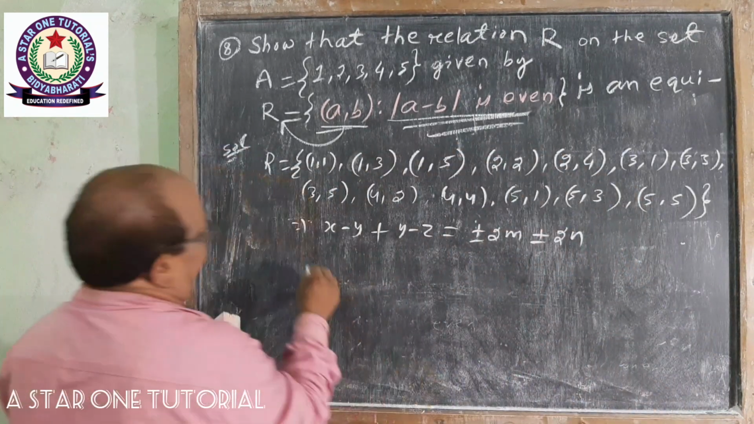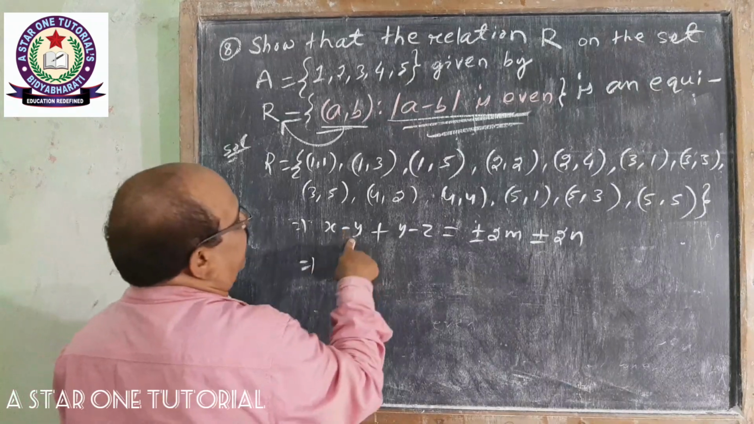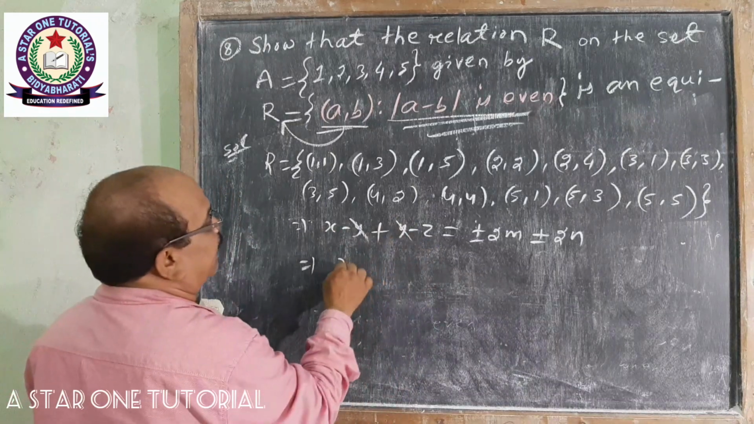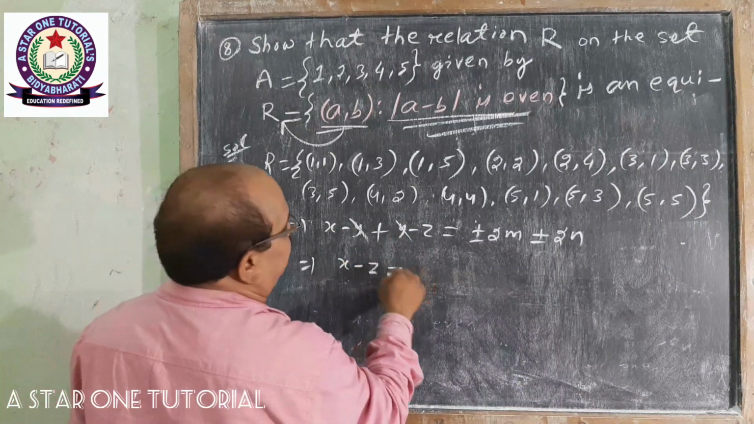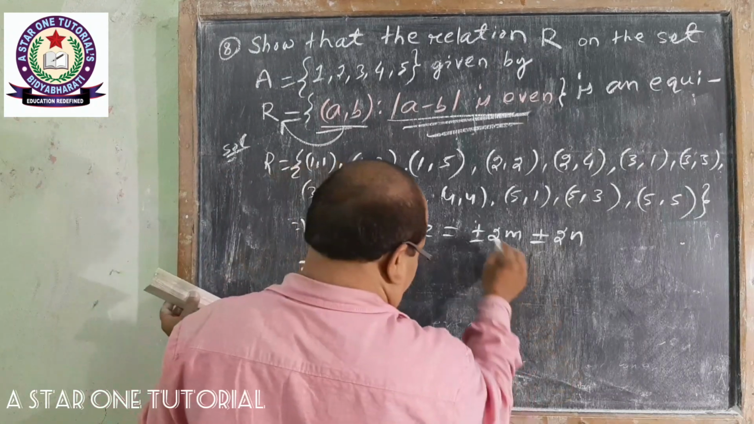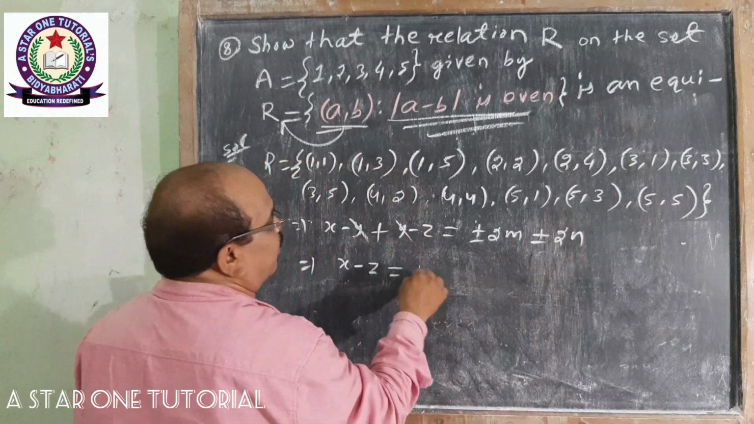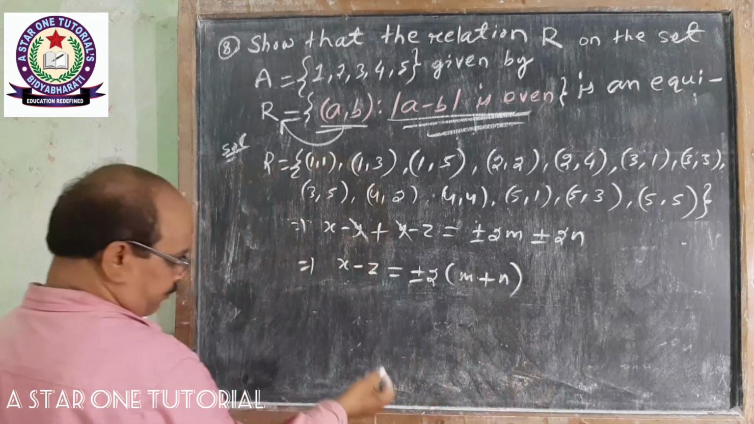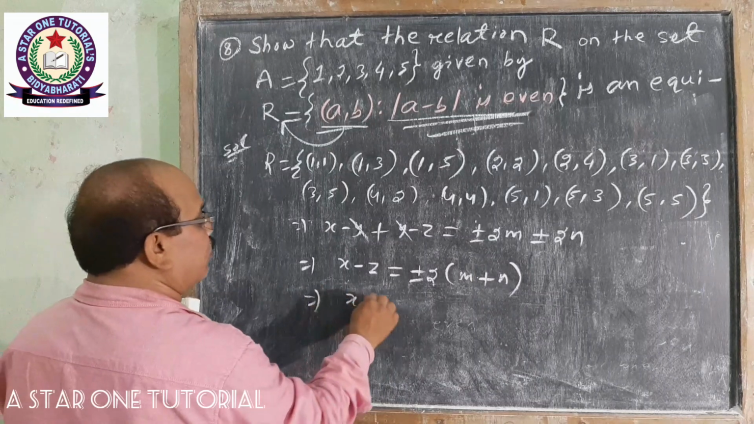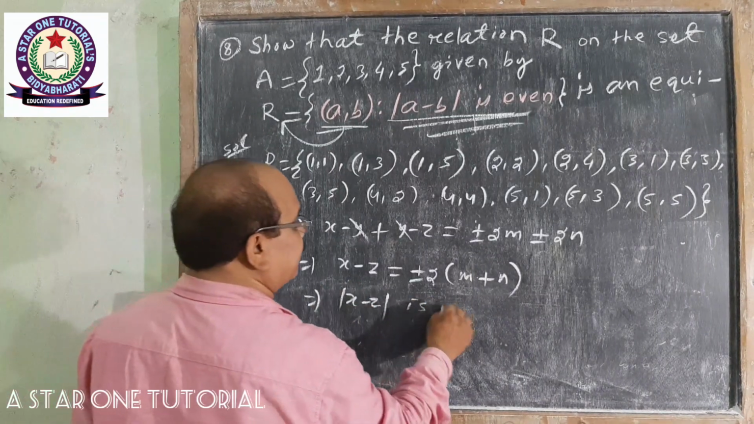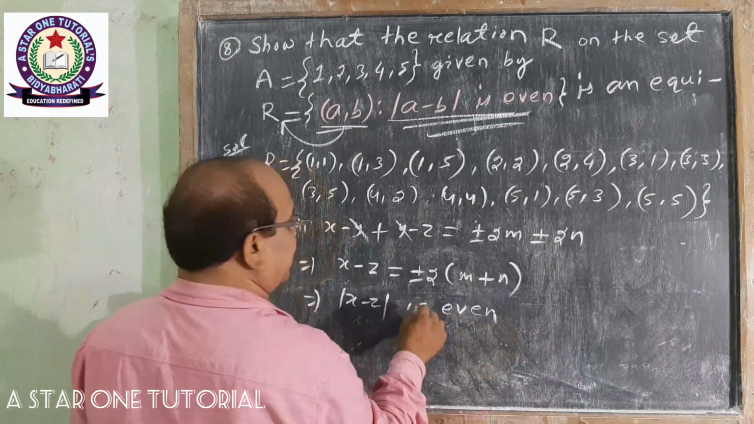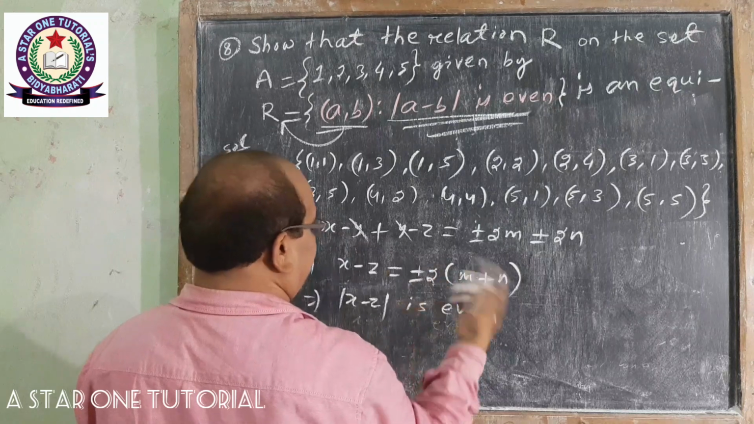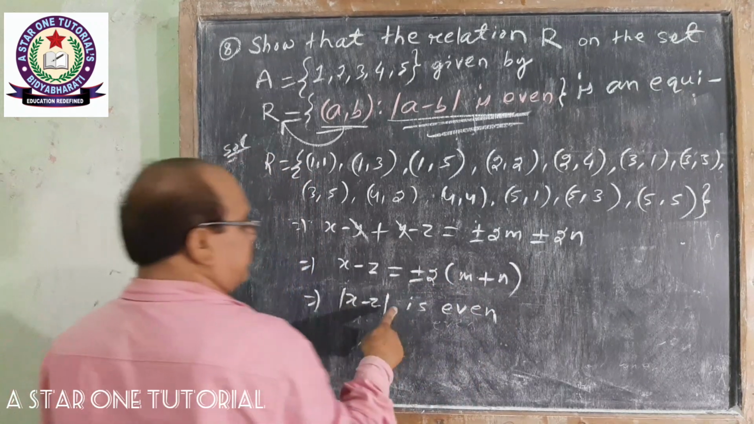Look at the left hand side. Here we have minus y and plus y, so they cancel out. The remaining terms are x minus z. It is equal to, in the right hand side, plus or minus 2 common, so inside the bracket we can write m plus n. That means modulus of x minus z is even, because 2 is there. Any number which is divisible by 2 is even. So mod of x minus z is even.